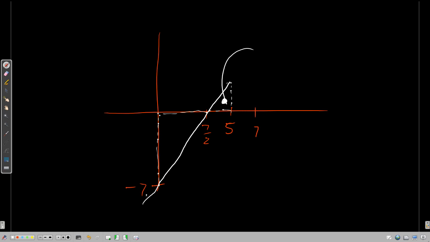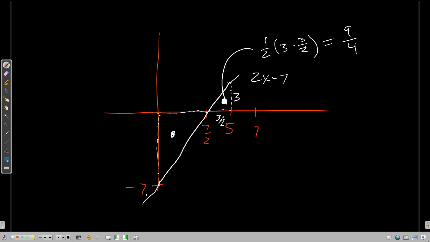So that little piece, this is the function 2x minus 7. So right here it has a height of 3, and it has a width of 3 over 2. So that's that area, which is just 9/4.